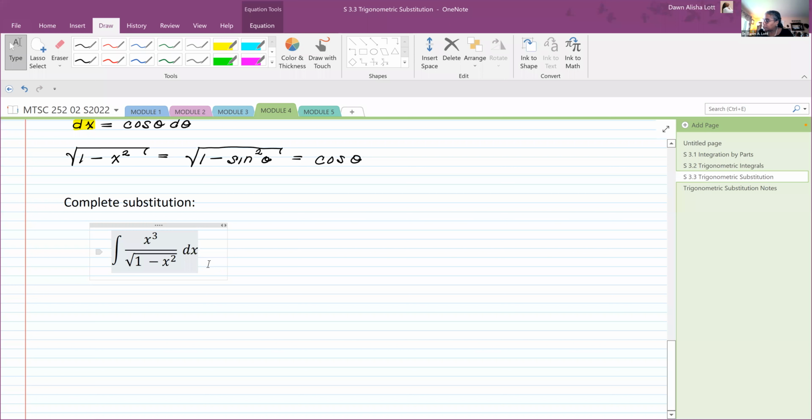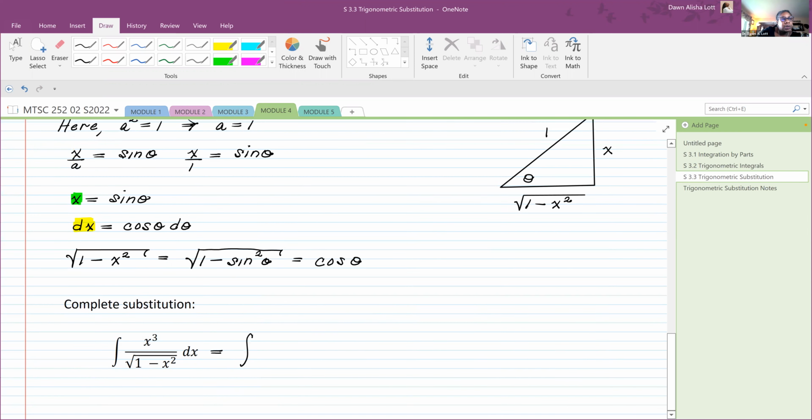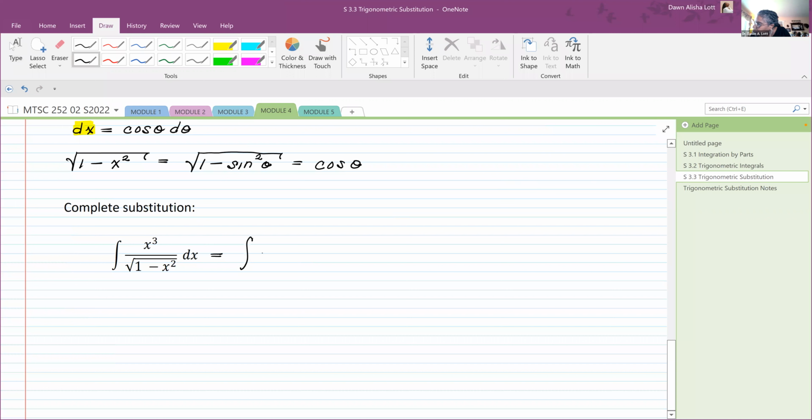And I'm going to get the integral of x cubed. Well, what was x? x was the sine of theta. So this is going to be the sine cubed of theta. dx is cosine theta d theta, and that is over the square root of 1 minus x squared, which we also know is cosine theta. Okay.